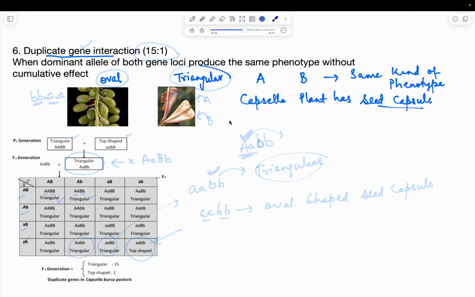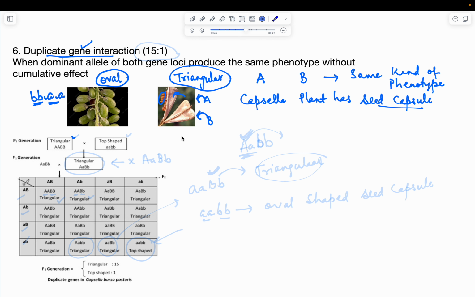So this triangular shaped seed cover: these are the seeds and this is the seed capsule. It is controlled by two different dominant alleles, right? So A is producing this type of phenotype, B is also producing this type of phenotype. An oval shaped seed capsule is possible only when the alleles are in homozygous recessive condition. Alright, so this is duplicate gene interaction.